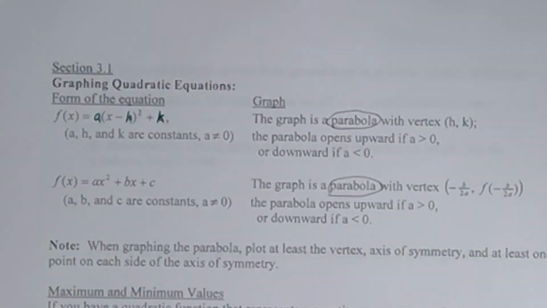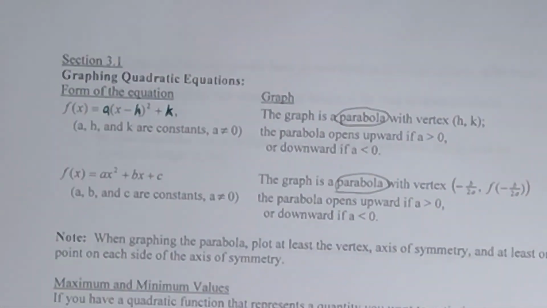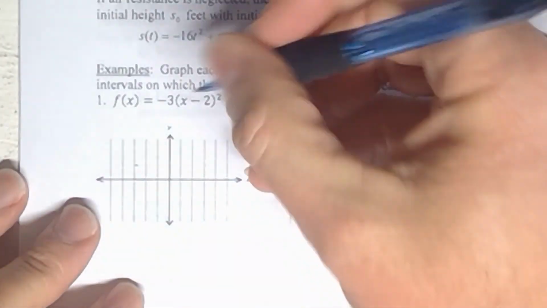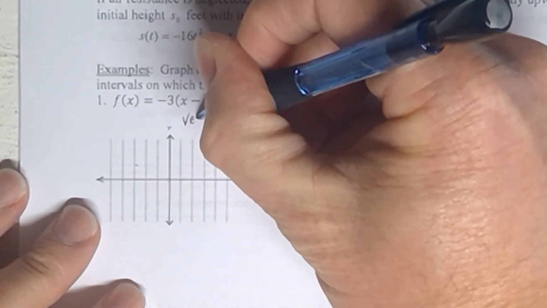What would the vertex be then here in this first problem? It would be, and we got to be very careful about this.